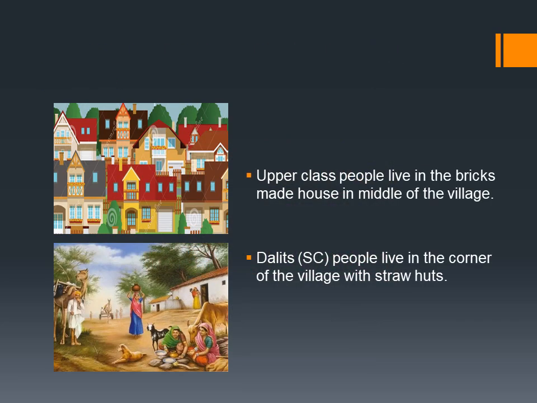On one side, upper class people lived in the center of the village. Their houses are built with bricks and cement. On another side, lower caste people, for example, SC/STs, who are called Dalits, lived in a corner of the village. Their houses are built with mud and straw.